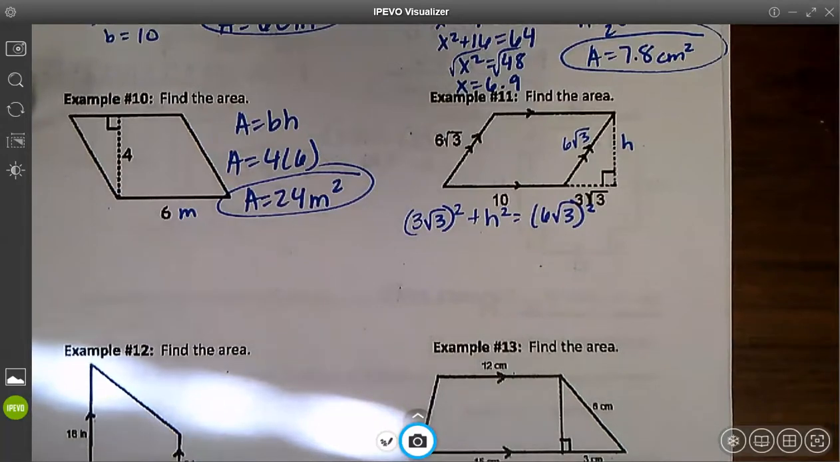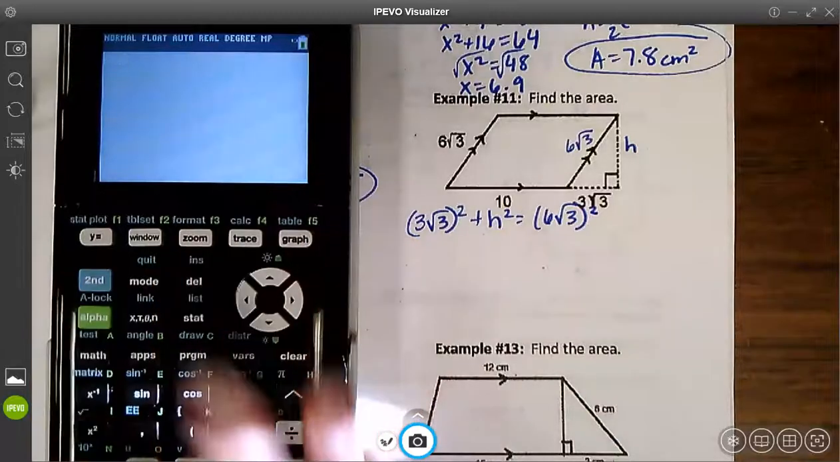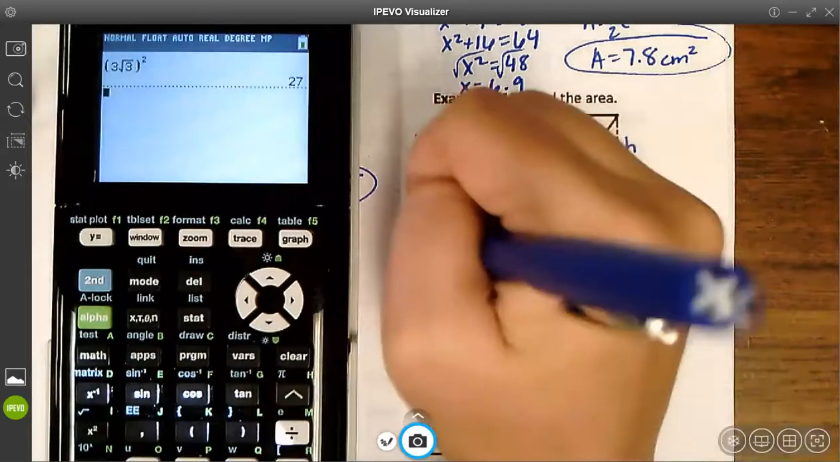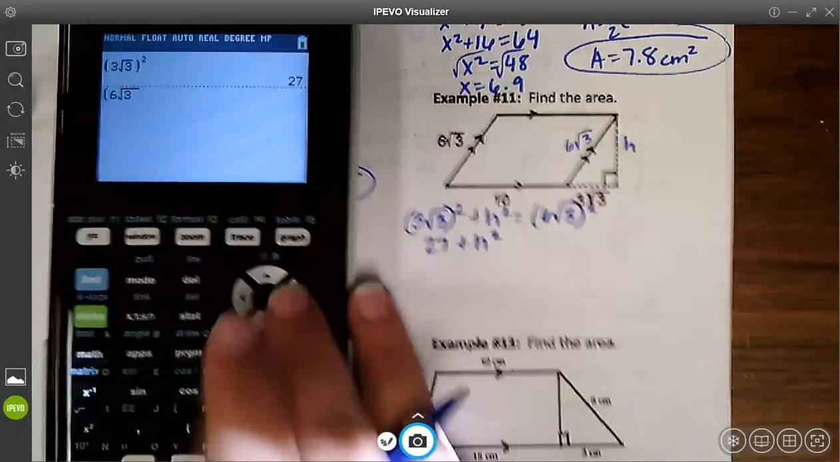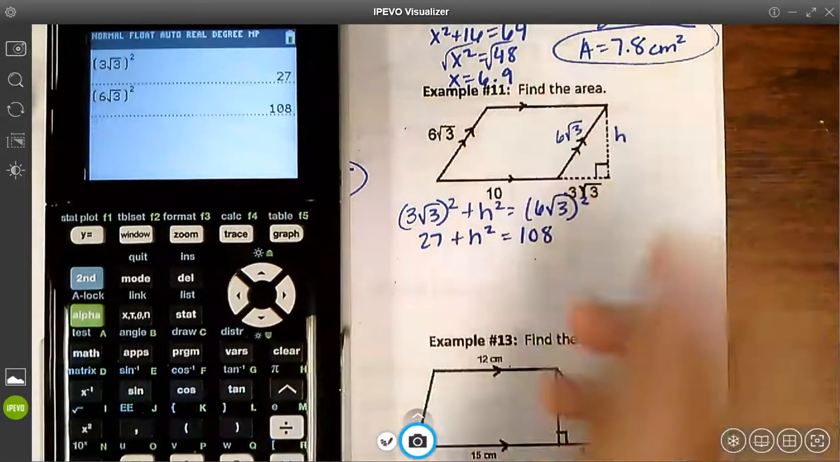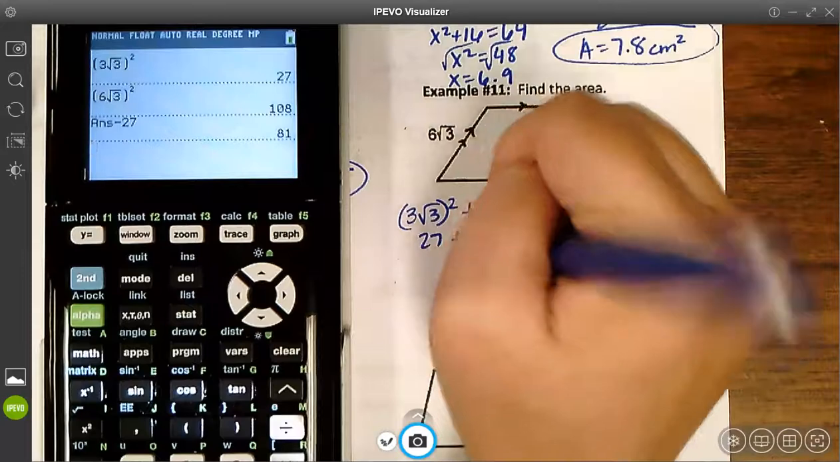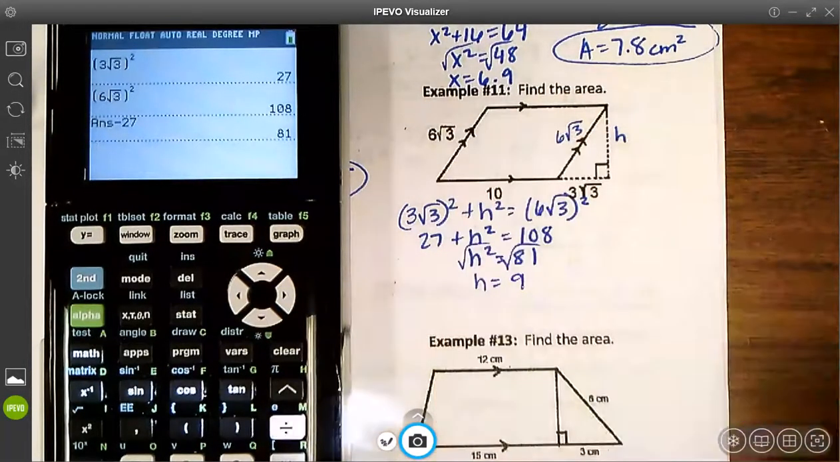You're just going to square the whole thing and you can plug it straight into your calculator. So you've got 3 times the square root of 3 squared, but you have to put the whole thing in parentheses, which is 27. And then 6 times the square root of 3 squared, which is 108. Subtract 27 from 108. You have h squared is 81. Take the square root. Your height is 9.